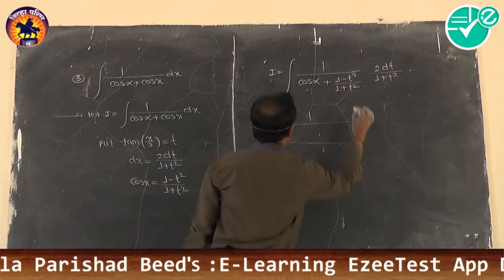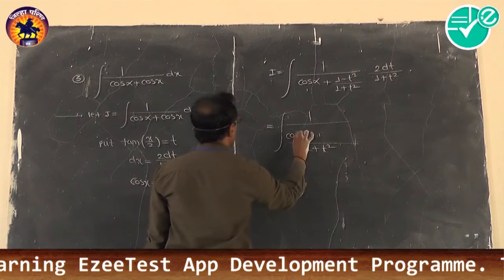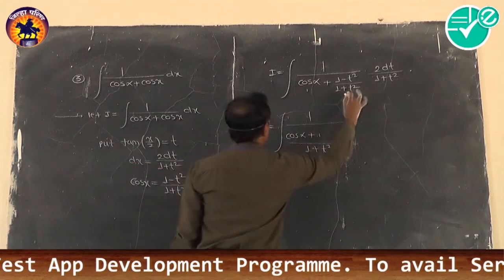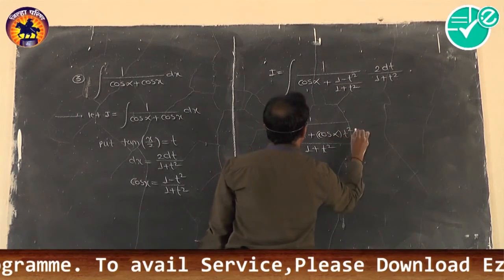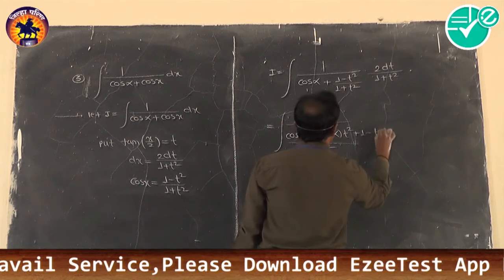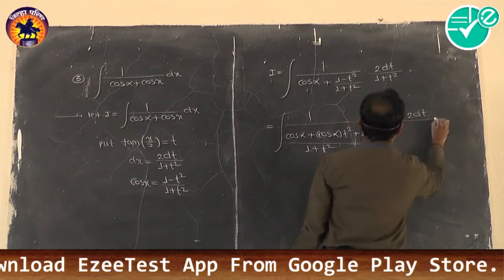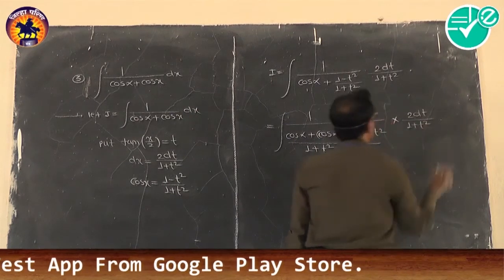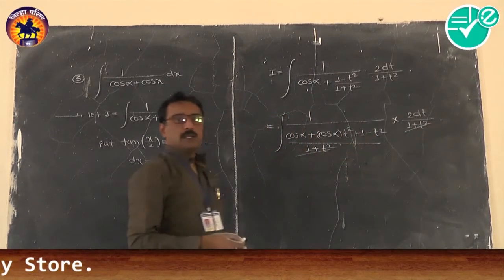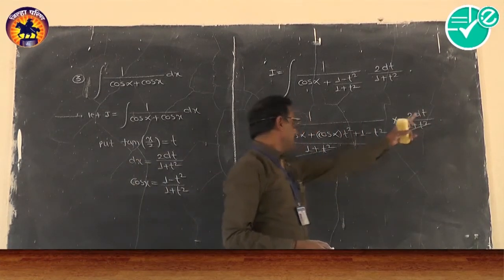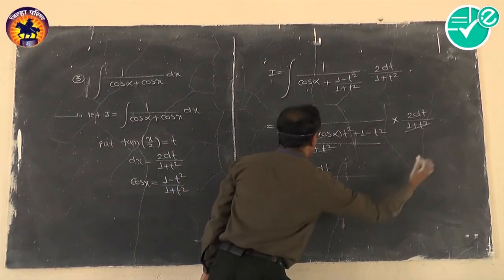Now just a routine workout, but it is a lengthy procedure. It is 1 upon, here LCM is 1 plus t square, cross multiply, cos alpha into 1, it is cos alpha, plus cos alpha into t square, it is cos alpha times t square, then the remaining 1 minus t square as it is, and lastly it is 2 dt upon 1 plus t square. Just observe this calculation. I think this 1 plus t square and this 1 plus t square get cancelled, and here the 2 constant you have to take outside the integral, 2 into integration of dt upon.